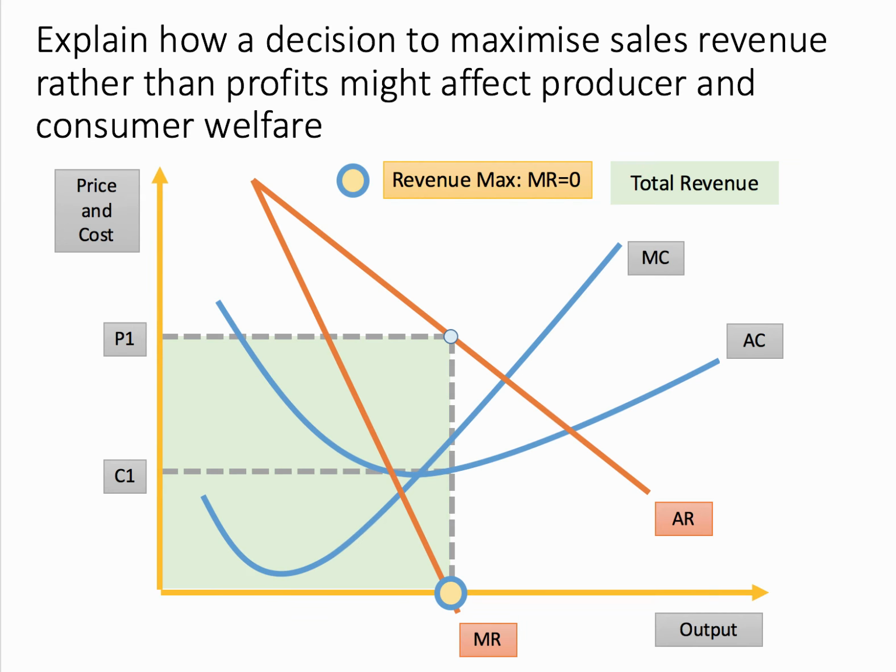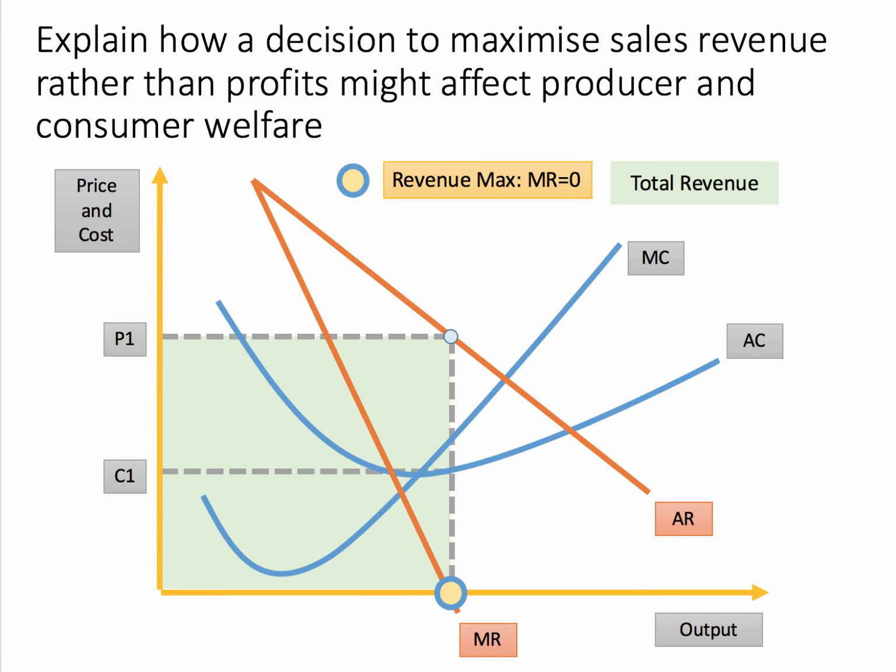Here's the diagram. Downward sloping average and marginal revenue curve. Our first output is where revenue is maximized. Down here, marginal revenue is 0. That gives a price of P1. The firm is making profit, but the key area is the maximum total revenue the firm can make.